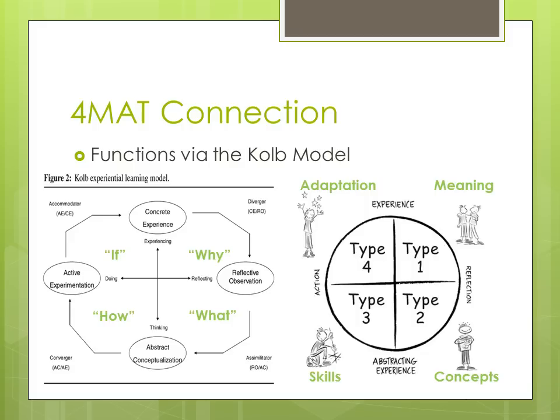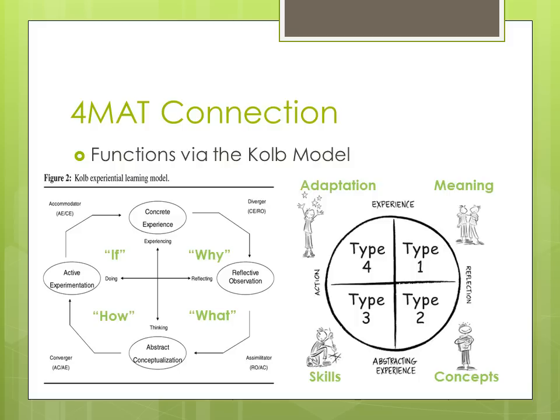Type 3 converger are the people that are going to be trying to practically apply that knowledge. So they're going to be thinking about that experience and then saying, okay, how can I put it into action? What is the practical implication for this information that I've taken in? And so they're asking the question, how? And they're looking to apply it to skill sets. And then finally, type 4 is your accommodator. So again, these are the people that are going to be the doers and the explorers.